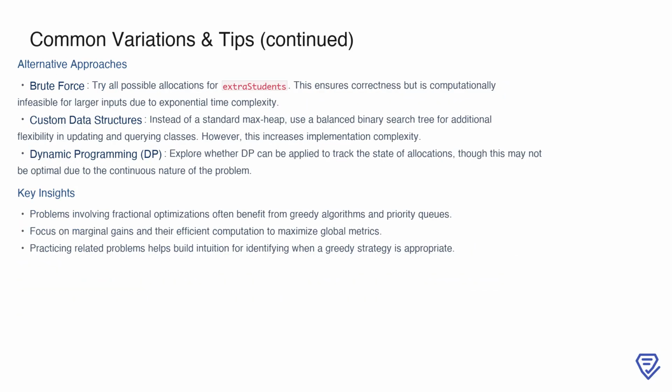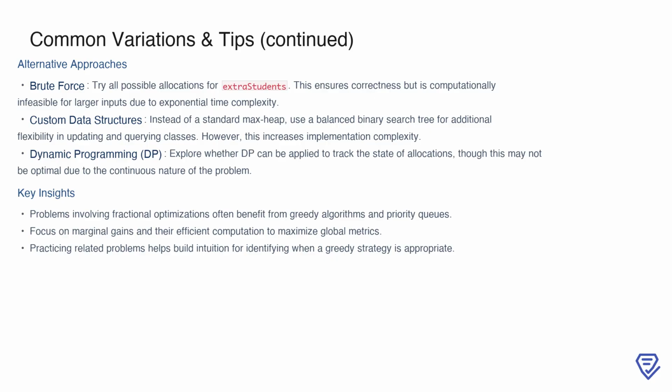Finally, let's consider alternative approaches and additional insights. One approach is brute force, trying every possible allocation of extra students to maximize the pass ratio. While this guarantees correctness, it's computationally infeasible for larger inputs due to its exponential time complexity. Another option involves using custom data structures, like a balanced binary search tree, instead of a standard max heap. This offers more flexibility for updating and querying classes but comes at the cost of increased implementation complexity. There's also the potential to explore dynamic programming to track allocation states. However, given the continuous nature of the problem, DP may not be the most optimal solution.